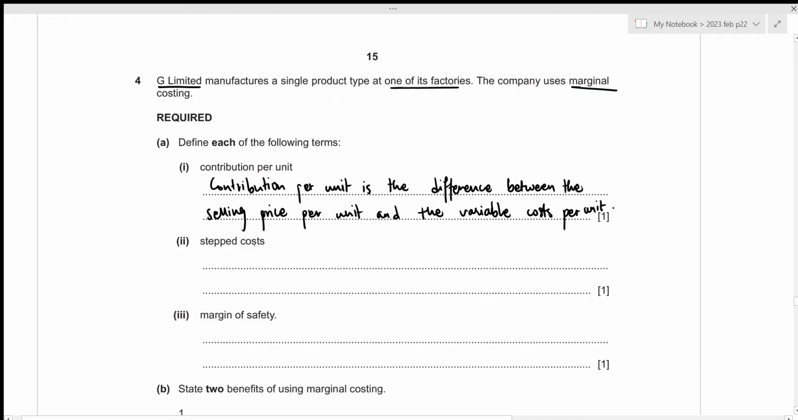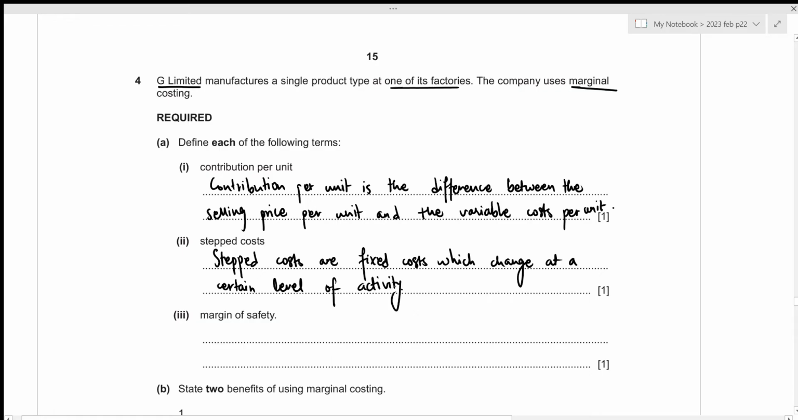The second one is stepped costs. So stepped costs are the fixed costs which change at a certain level of activity. So stepped costs are fixed costs which change at a certain level of activity.